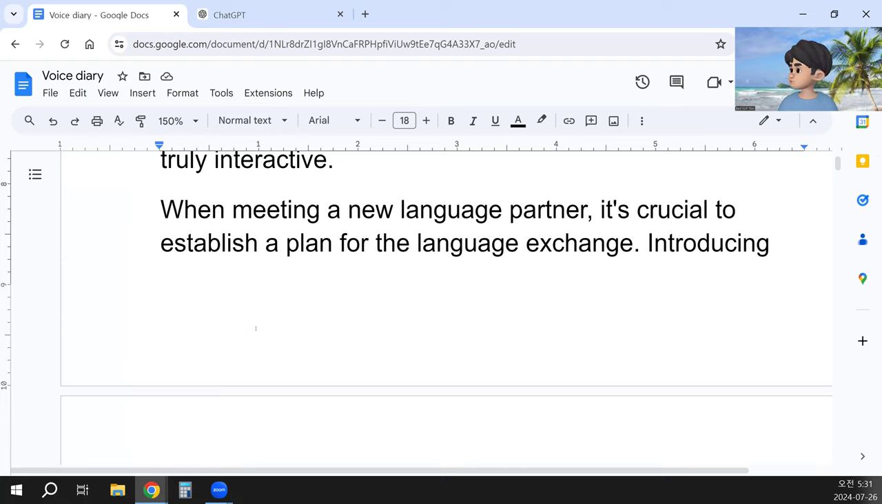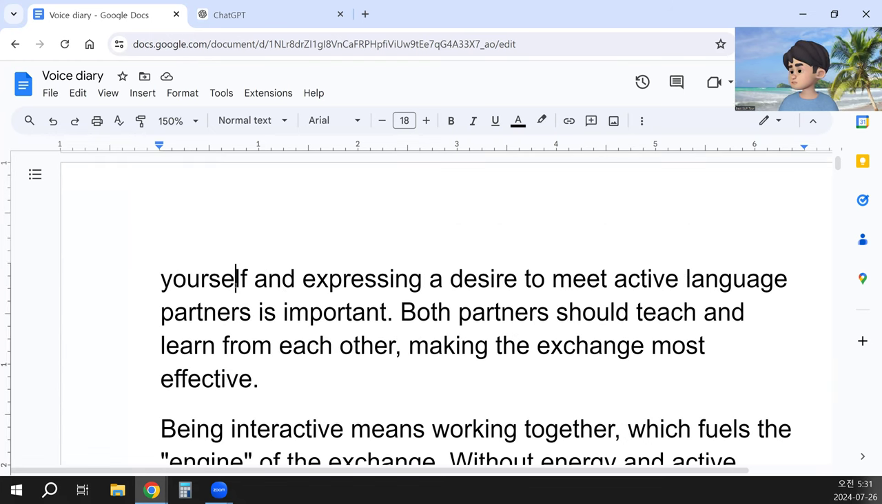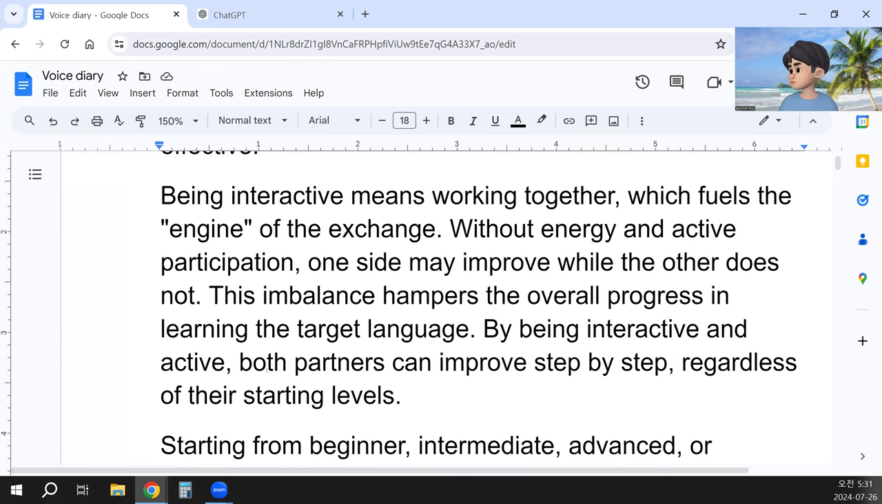When meeting a new language partner, it's crucial to establish a plan for the language exchange, introducing yourself and expressing a desire to meet an active language partner. Both partners should teach and learn from each other, making the exchange most effective. Being interactive means working together, which fuels the engine of the exchange. Without energy and active participation, one side may improve while the other does not. This imbalance hampers the overall progress in learning the target language.